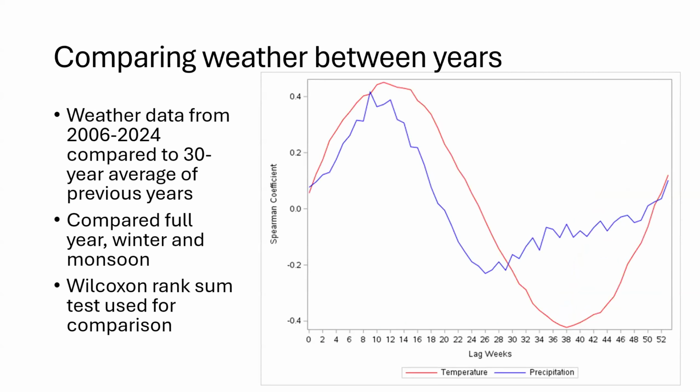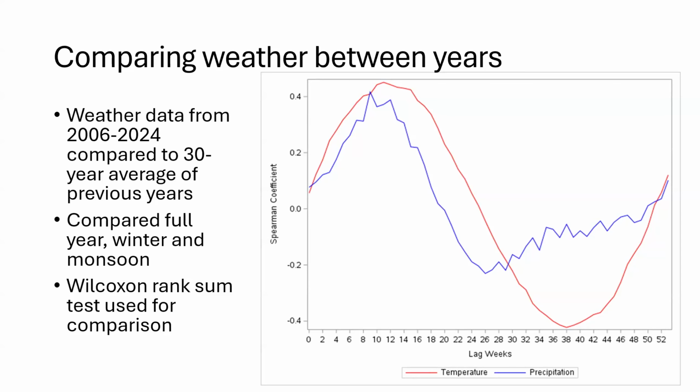For our analysis of this, we looked at weather data for each of these years, 2006 and 2024, and compared it to the 30-year average of previous years for changes in temperature and precipitation to see if there was anything abnormal about the epidemic years compared to the endemic years.